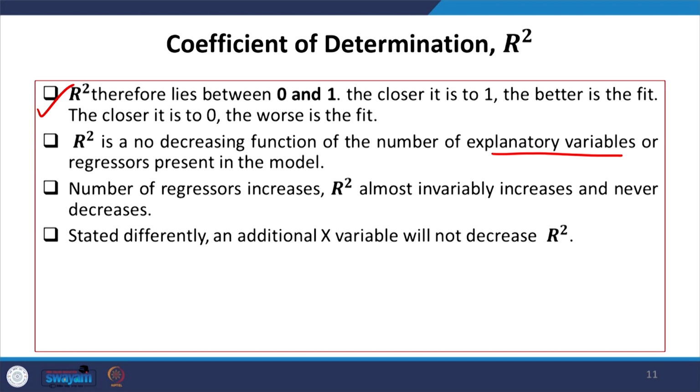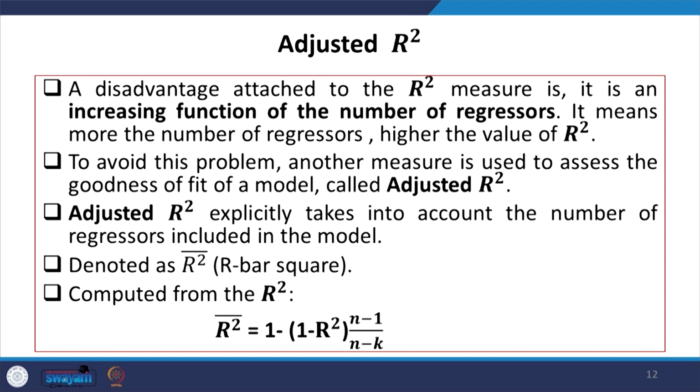As the number of regressors increases, R square almost invariably increases and never decreases. This is what we have just guided. So, the number of regressors has to be higher, because if one of the variables is explaining around 20% of the total model, and you include other important variables, those may actually cover up the gaps. Stated differently, an additional x variable will not decrease R square. If you are adding another variable, R square is not going to decrease.